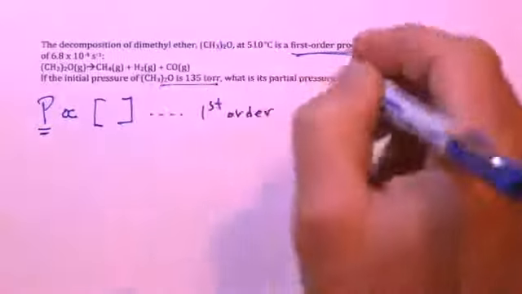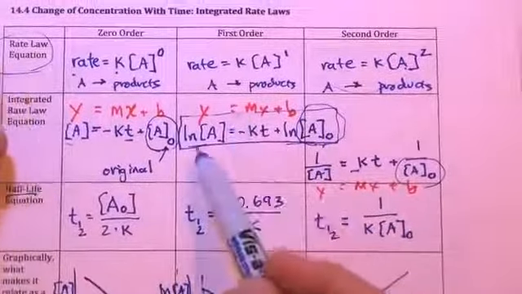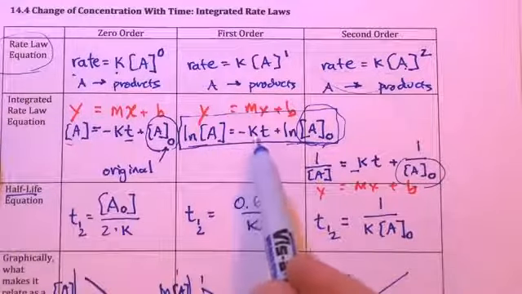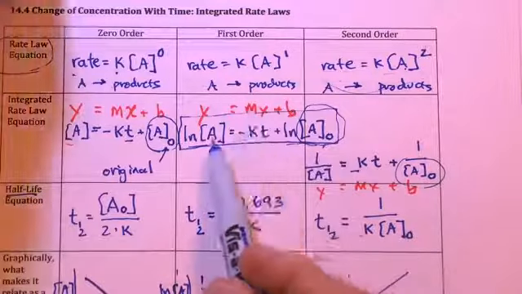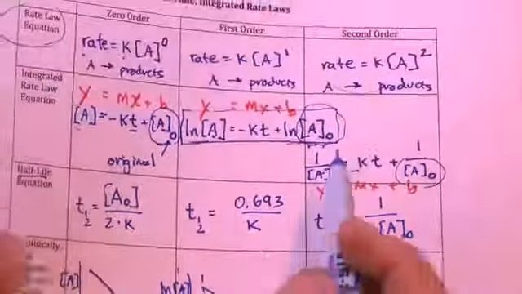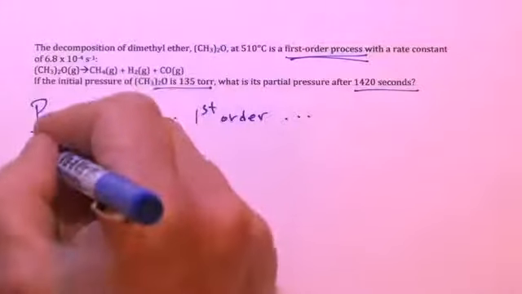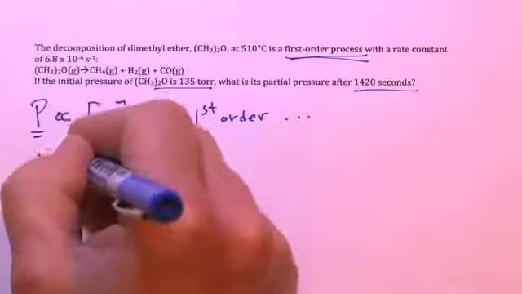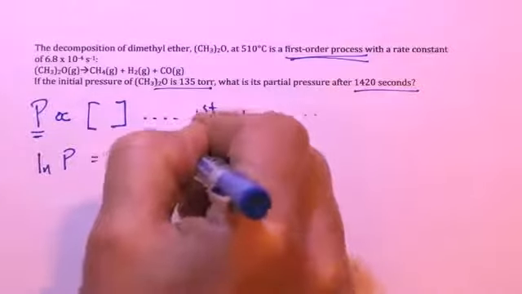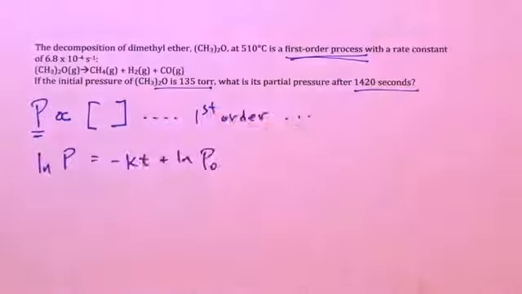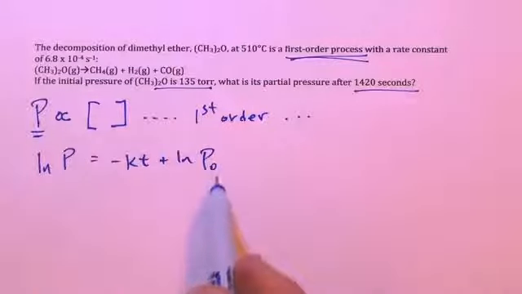And the equation for the first order integrated rate law, if you remember, looks like this, where the natural log of concentration is equal to negative kt plus the natural log of A original. And instead of having concentrations here, now we'll have pressures. So our equation becomes the natural log of pressure at a particular time is equal to negative kt plus the natural log of pressure original. I use a little o down here to mean original, okay?